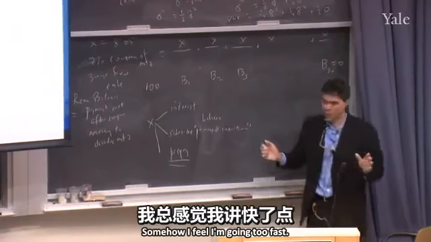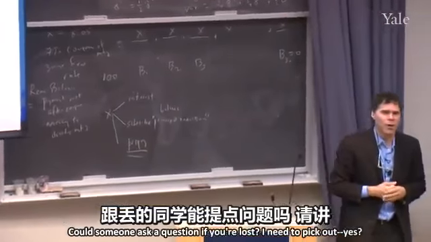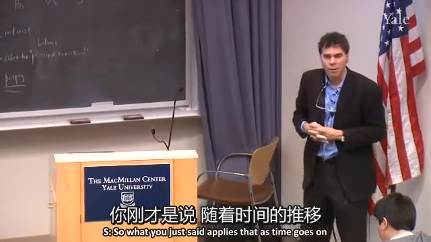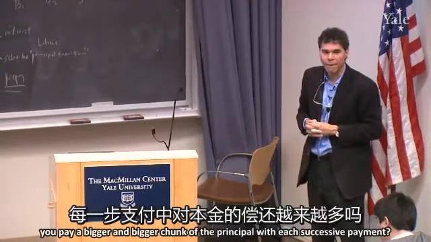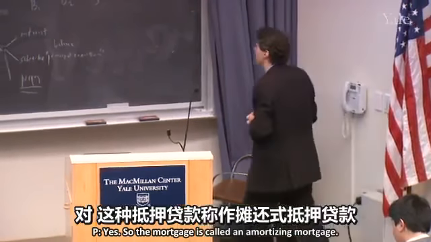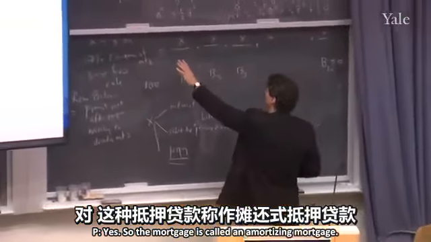Somehow I feel I'm going too fast. Does someone ask a question if you're lost? I need to pick out, yes. So what you just said implies that as time goes on, you pay a bigger and bigger chunk of the principal in each successive payment? Yes. So the mortgage is called an amortizing mortgage.